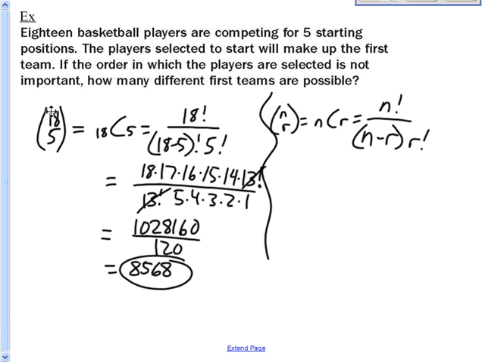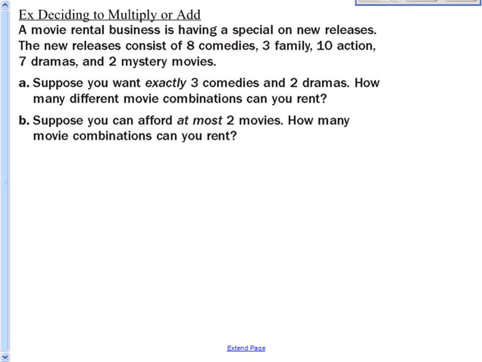Now, we can show you this on the scientific calculators in class, but you can also use your factorial button to help you solve this. And a lot of calculators have an n choose r button. So if you punch in 18 choose 5, it should spit out that 8568. All right, let's do another one. What about a little more complicated here? A movie rental business is having a special on new releases.